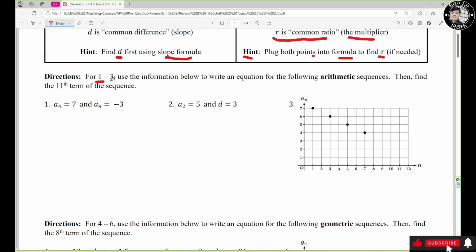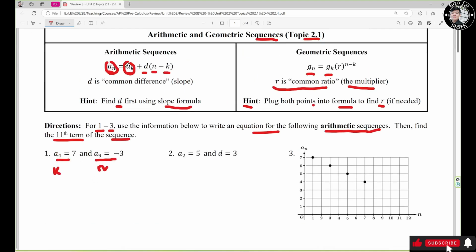For questions 1 to 3, use the information below to write an equation for the following arithmetic sequence. Then find the 11th term of the sequence. Alright, so you have the 4th term and the 9th term right here. Now you can treat the 4th term as the k term and a sub 9 as the n term. Alright, so we're going to use the formula right here.